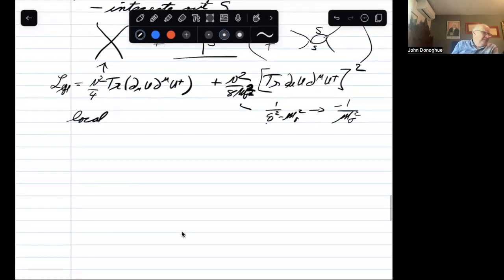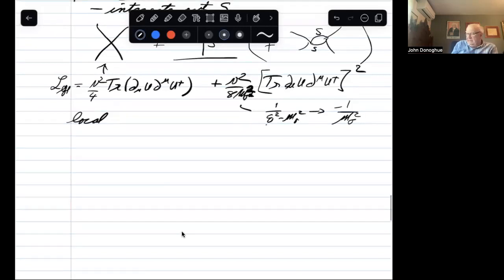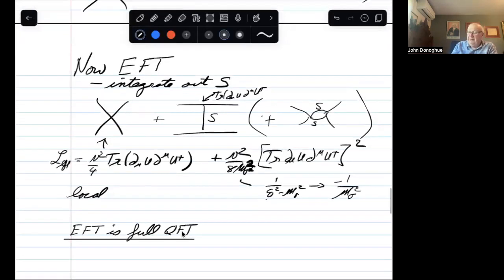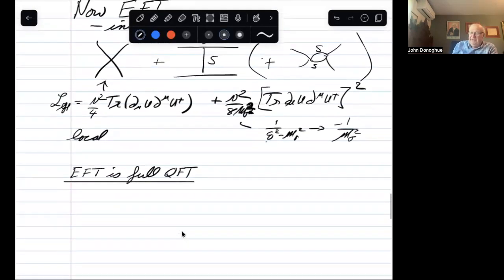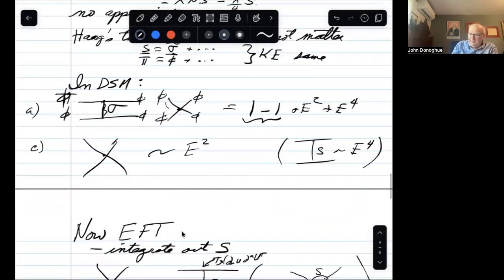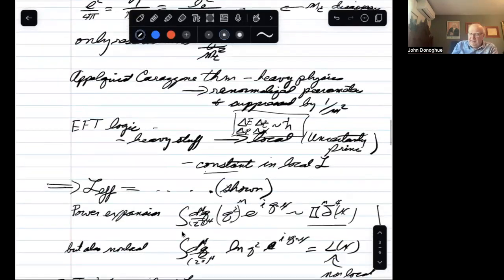So that's that step there. But the point of doing this example was to show that the effective field theory is a full quantum field theory. So it's been a useful construction here because I've constructed a non-trivial effective field theory in front of your eyes just by doing field redefinitions. But now this part is a little bit trickier to explain. And so let's go back.